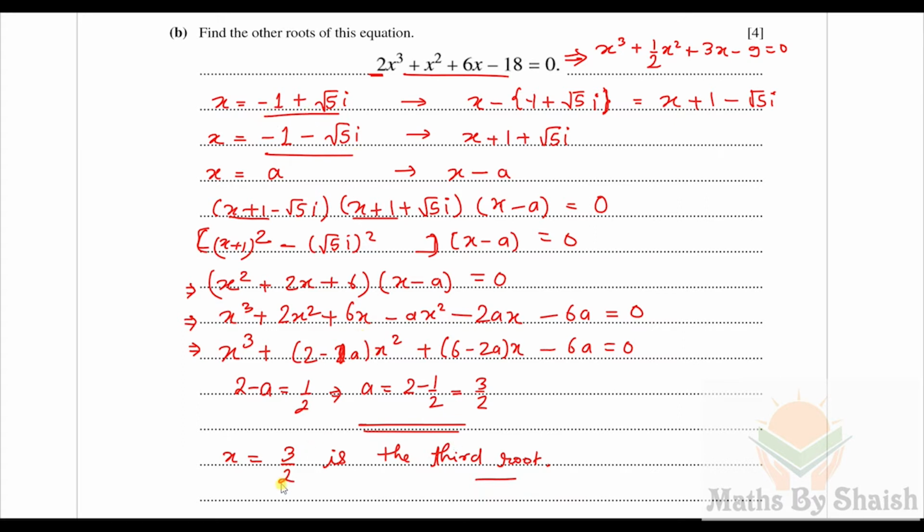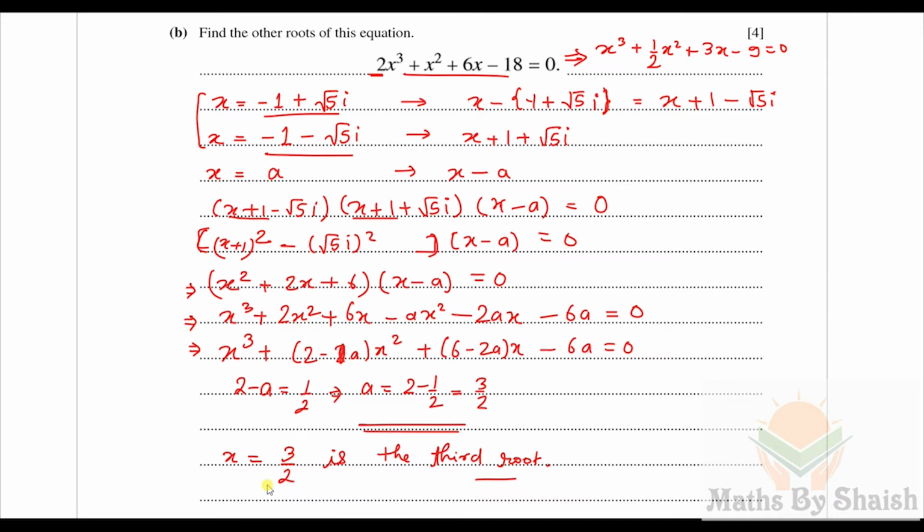And we could have done it by simply dividing, because when we had two roots, we could have simply multiplied their factors, that is x plus 1 minus root 5 iota into x plus 1 plus root 5 iota, and we could have divided the polynomial on the left hand side, and we could have got this answer directly, x minus 3 by 2, and that would be x is equal to 3 by 2. So I hope it is clear.